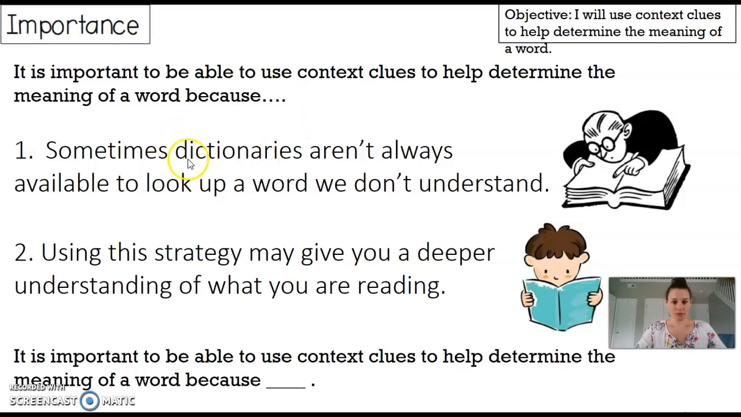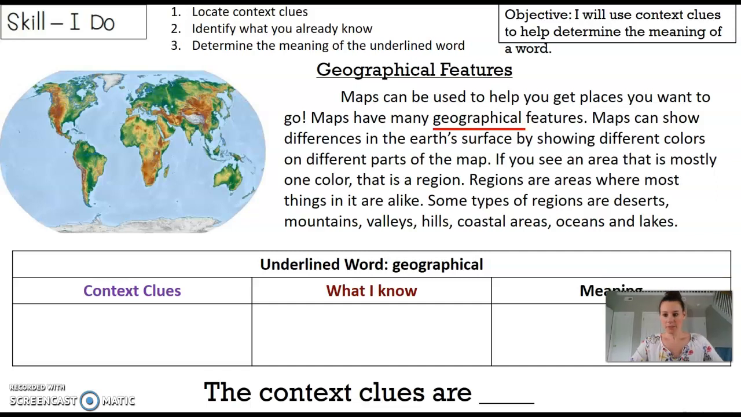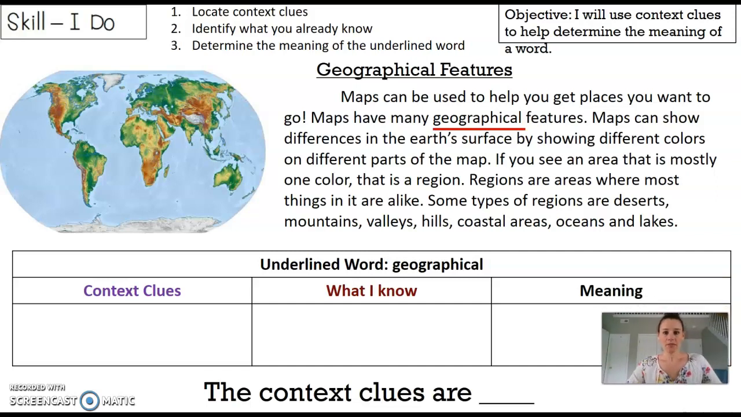All right, so we're going to do one more example here. Today, the last example that we're going to be figuring out is the meaning of the word geographical. So we're going to do the same process that we did before. We're going to locate our context clues. We're going to identify what I already know about what the word might mean. And then finally, we're going to determine the meaning of the word by using the context clues and what I already know. So let's go ahead and look at this text, Geographical Features.